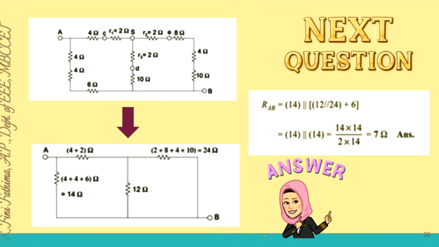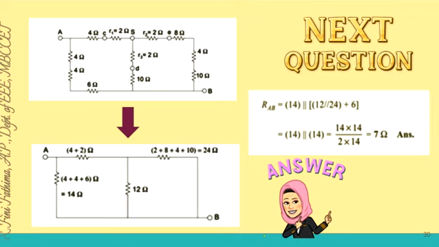Now I am making all the series connections, that is 6 plus 4, 10 plus 4, 14 here. Here I am replacing with the 14. Then 10 plus 2 is 12 here. So I am replacing with the 12. Then 10 plus 4, 14 plus 8 plus 2, that is 24. So I am replacing with the 24. Now I got a very simple circuit.